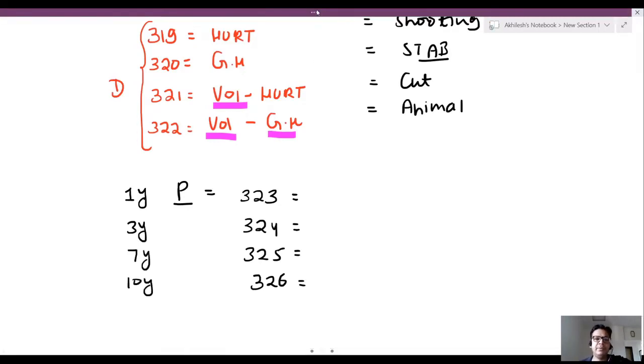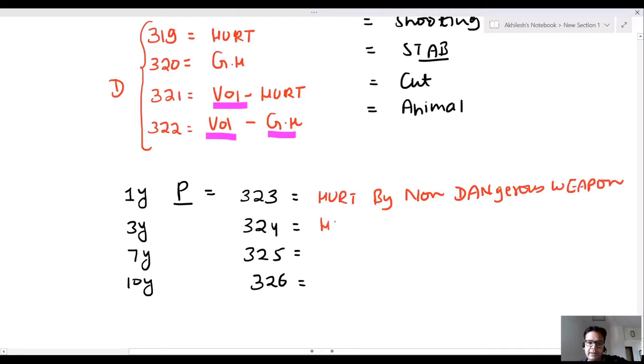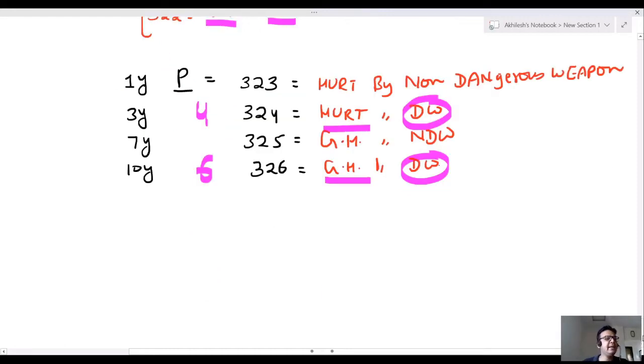Now, sir, how to remember? 323. What is 323? See, simple hurt by a non-dangerous weapon. 324 is simple hurt by a dangerous weapon. 325 is grievous hurt by a non-dangerous weapon. 326 is grievous hurt by a dangerous weapon. Now, what is the trick, sir? A very simple trick is choka and chakka, 4 and 6. Both are by dangerous weapon. One produces hurt, another produces grievous hurt. That's a very simple trick. Simple hurt by dangerous weapon is 324.